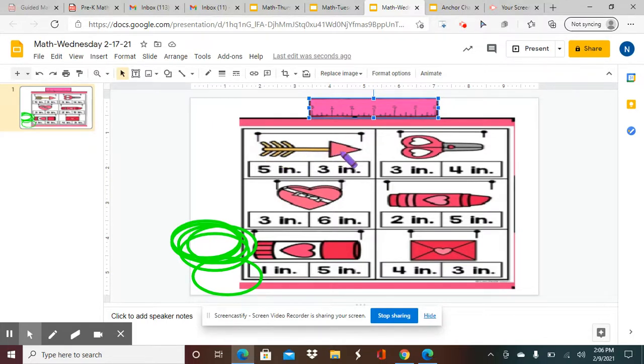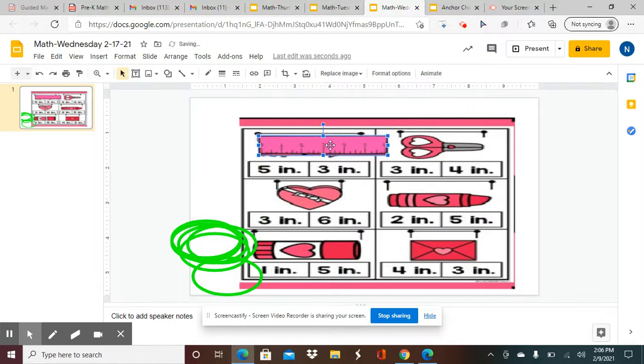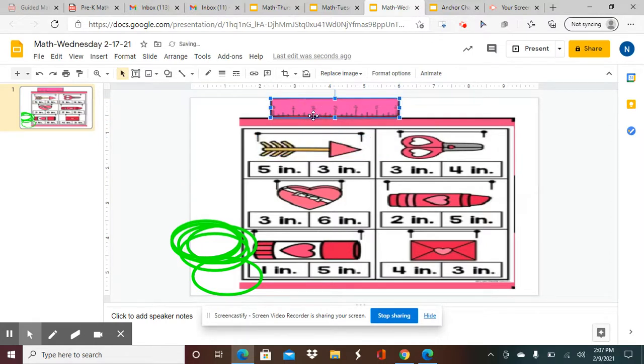So for this one, we have to decide if the arrow is 5 inches long or if it's 3 inches long. So what you will have to do is grab the ruler and put it right there, as close as you can to the dot. And then we're going to look where it ends, and it's very close to this number, which is what? That's number 5, right? 1, 2, 3, 4, 5. So this arrow is 5 inches long.